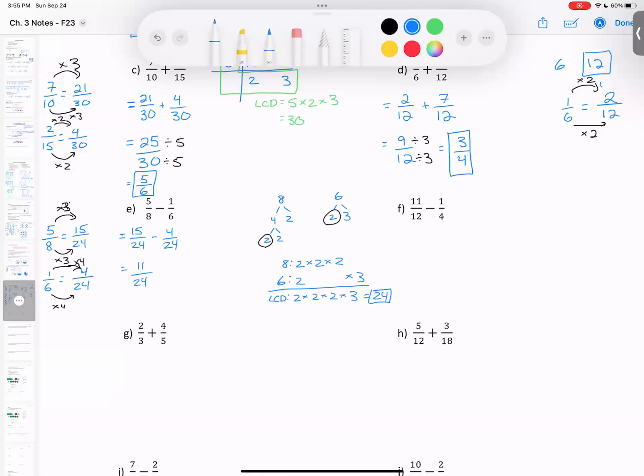And there are no prime factors there. So I can't simplify any further. No factors at all, I should say. So I can't simplify anymore, and I'm done.